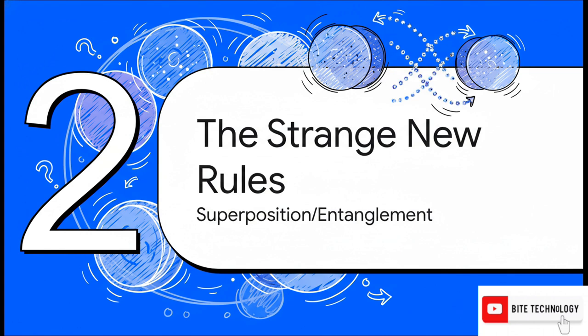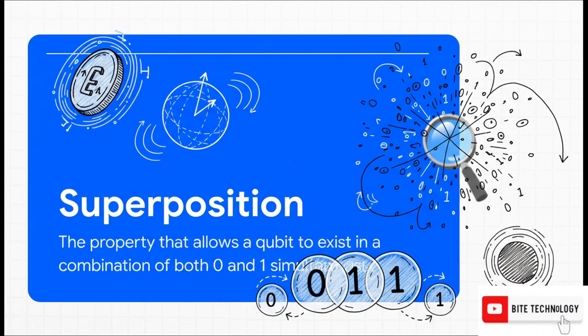And that world is built on two, well, let's call them magic principles: superposition and entanglement. First up is superposition. And really, that's just a fancy science name for that spinning coin thing we were just talking about. It's the property that lets a qubit hold onto a 0 and a 1 simultaneously. This is the how. This is the secret sauce behind its power.